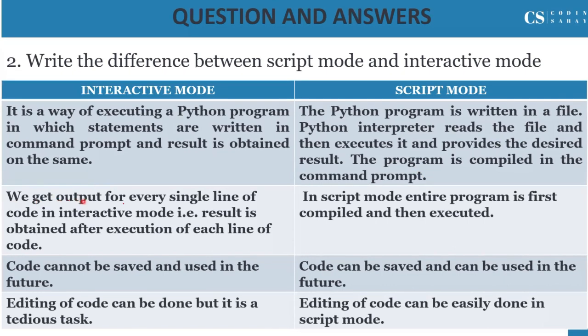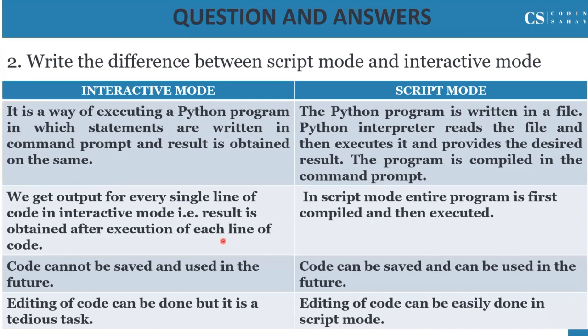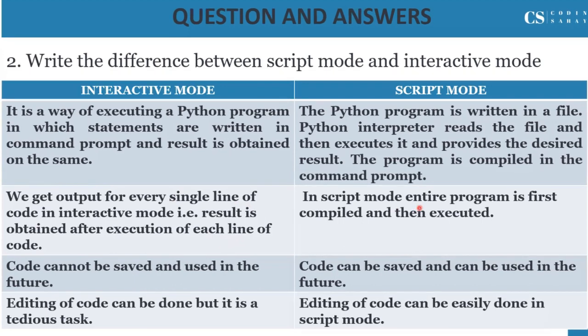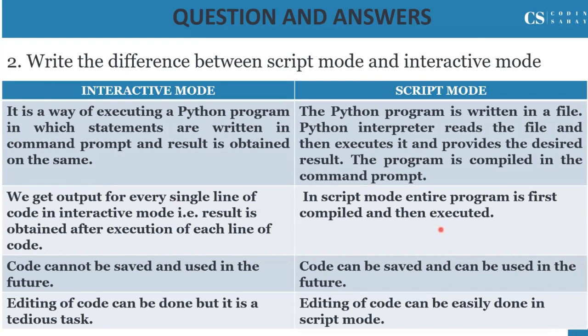So the second difference: we get output for every single line of code in interactive mode. That is, the result is obtained after execution of each line of code. Whenever you give an instruction, it gives the result at the same time. Whereas in script mode, the entire program is first compiled and then executed. That is, you have to write the entire program, save it, and then execute it. So the program will be compiled first, and only then executed.